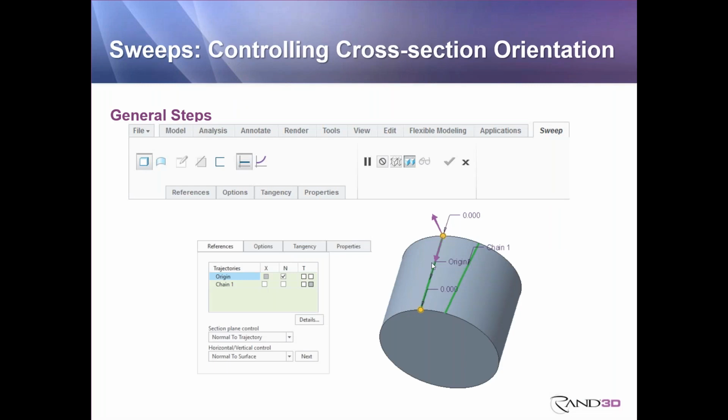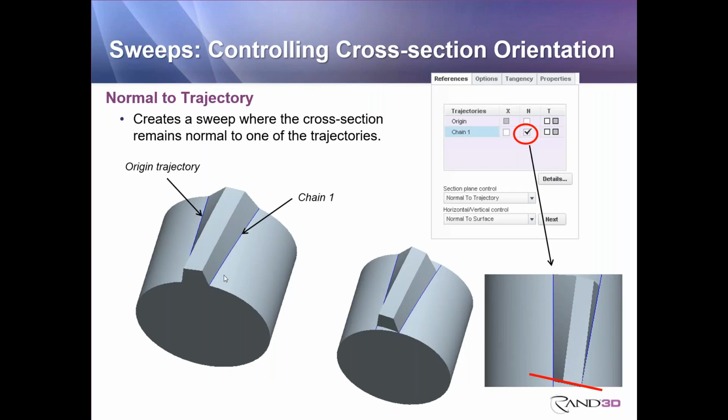And again, there's an example here. Notice they've got a couple of trajectories. They've got a straight line that goes straight front to back, and another one that runs across at a slight angle. The one that goes straight front to back is their origin trajectory, and the other one that goes off at the slight angle is chain number 1. So they've got those 2 trajectories selected. And then you'll notice as they sweep this shape along, if they've got the origin trajectory check marked, it's going to keep the cross section perpendicular to it. If they've got chain number 1 selected, you'll notice how it takes the cross section and makes it perpendicular to the one off at the angle.